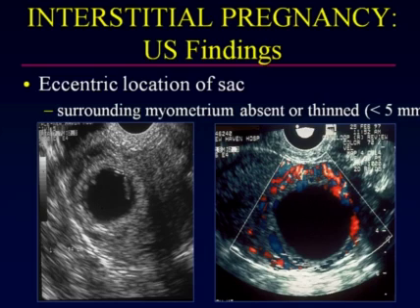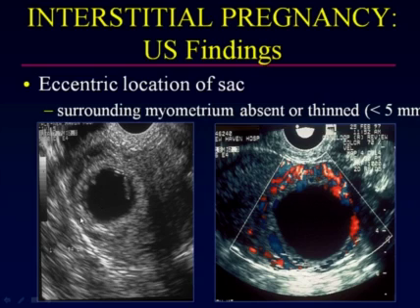First of all, you look for an eccentric location of the sac, and you can see that either the surrounding myometrium is completely absent on the serosal side of the ectopic pregnancy. So here you see myometrium on the right surrounding only about half of this gestational sac. The rest of it protrudes beyond the serosal surface of the uterus. Or you see significant thinning of the surrounding myometrium.